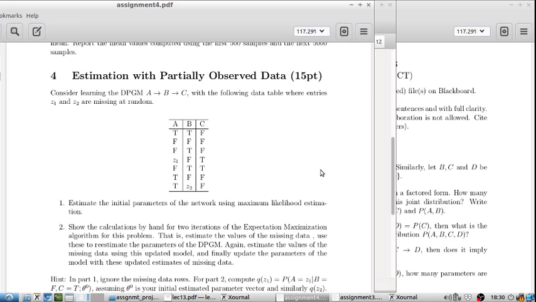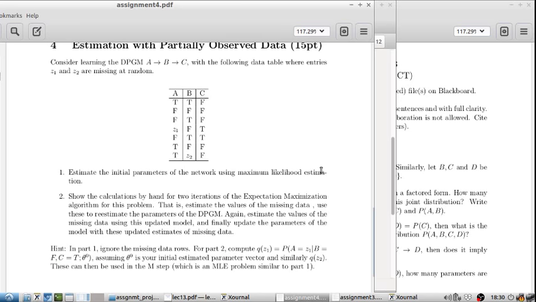The initial parameters of the network, because it's a nice enough network, you just estimate using counting and normalizing. That part should be easy. Anybody facing difficulty for part 1? Okay, so part 2.